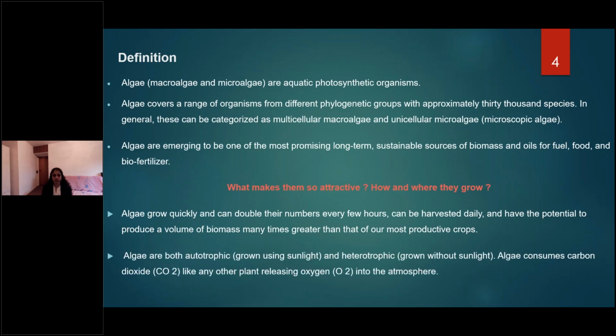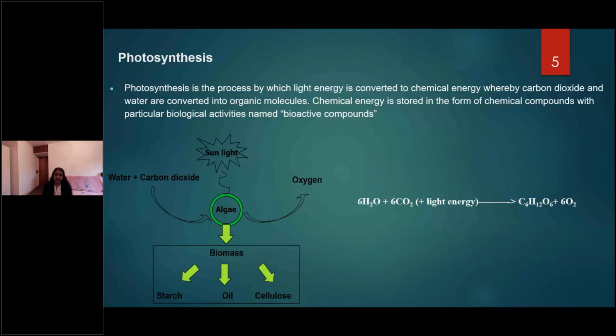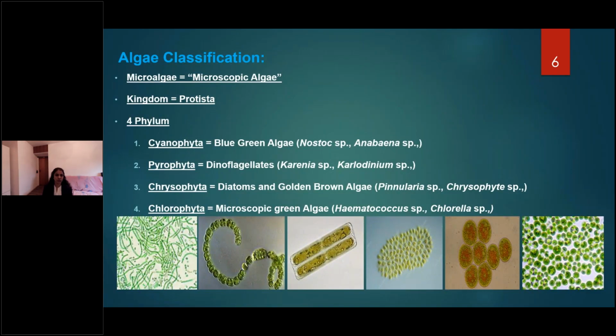Algae are both autotrophic and heterotrophic, so they grow with sunlight and without sunlight. Algae consume carbon dioxide just like a plant and release oxygen into the atmosphere. We all know about photosynthesis and how it happens in plants. Likewise, it happens in algae as well, by converting light energy to chemical energy, whereby carbon dioxide and water are converted into organic molecules. This chemical energy is stored in the form of chemical compounds, which are particularly used in biological activities, named bioactive compounds.